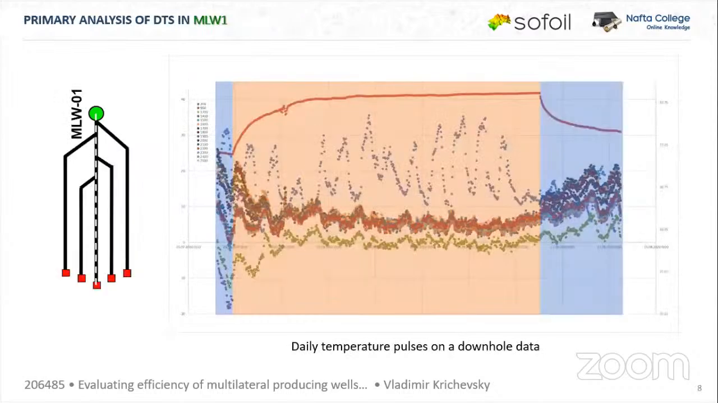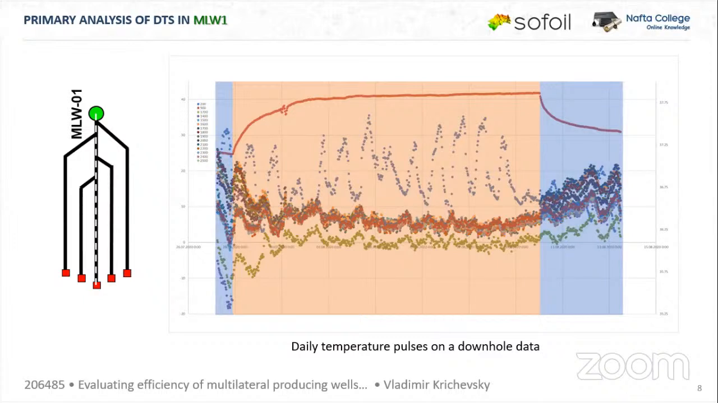Let's move on. So here you can see the actual data from the DTS which we had on this job. We will give you examples based on one well which we studied. It's a multilateral well. The schematics of the well you can see here on the left, multilateral well 1. And this dotted white line in the main borehole is actually showing the location of fiber optic cable. So on this slide, you can see the temperature versus time on different depths.